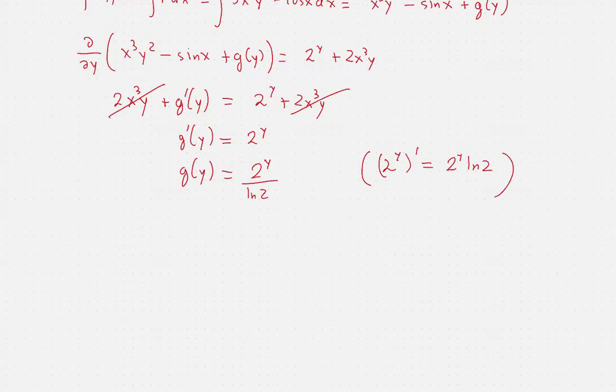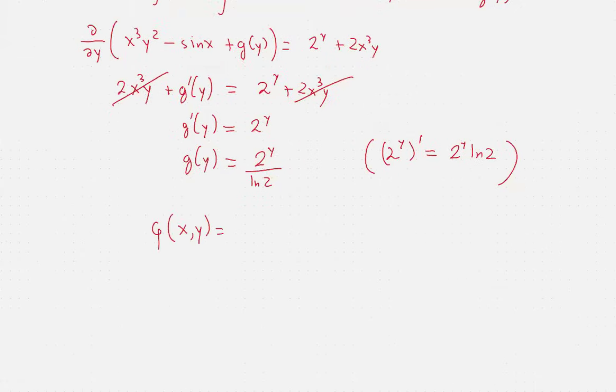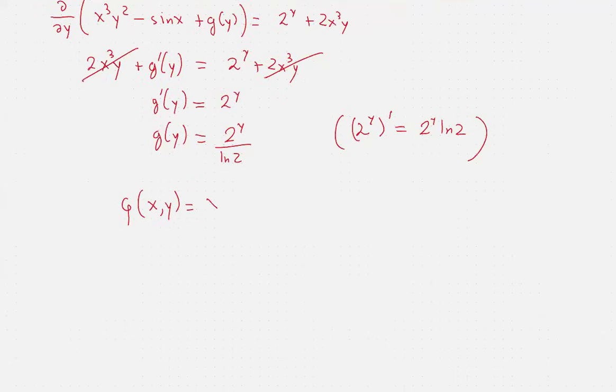So let's recap the potential, or one of the possible potentials that we needed, is x cubed y squared minus sine x plus 2 to the y over ln 2. And that's all.